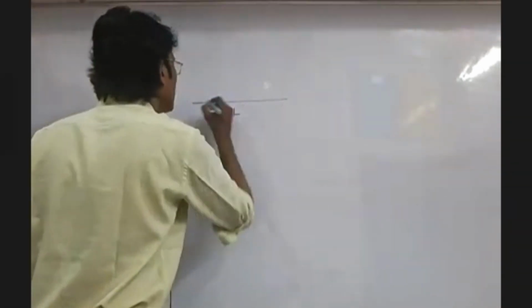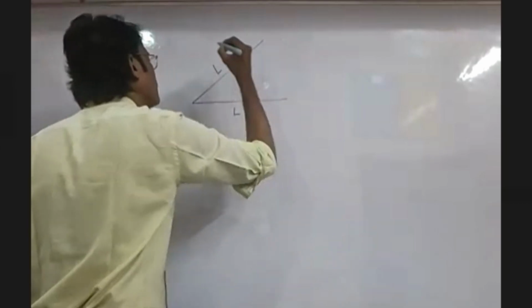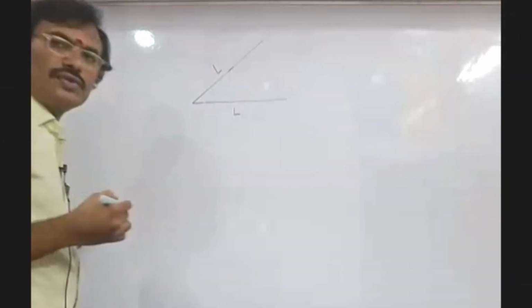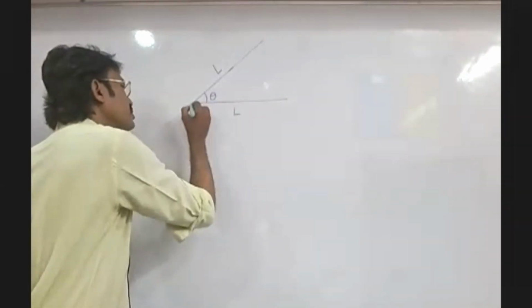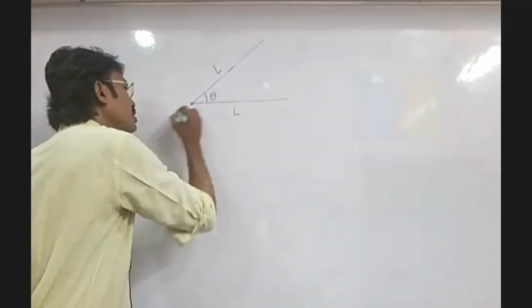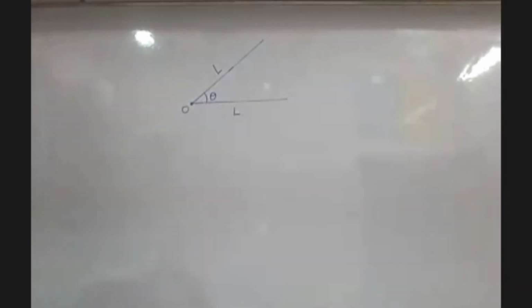This is a rod of length L, and this is another rod of length L. The angle between these two is theta. This is O, the initial point. The question is, find the position of the center of mass of the shape from the point O. We need to calculate the position of the center of mass.